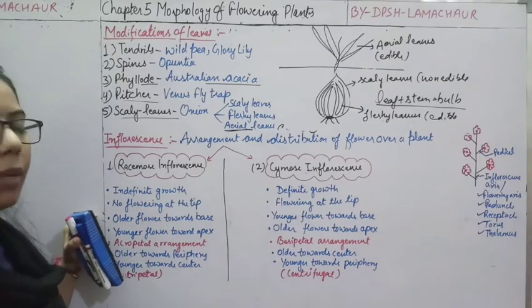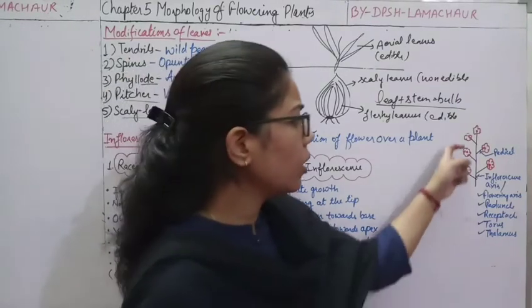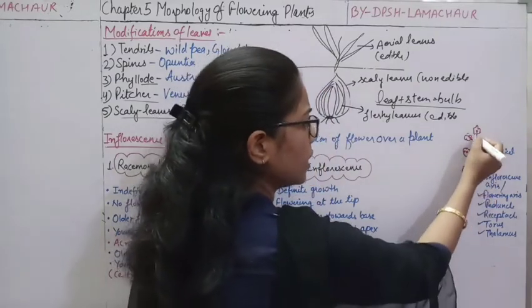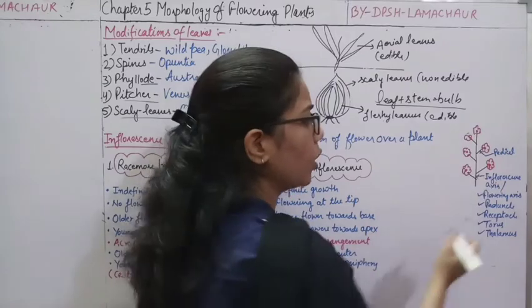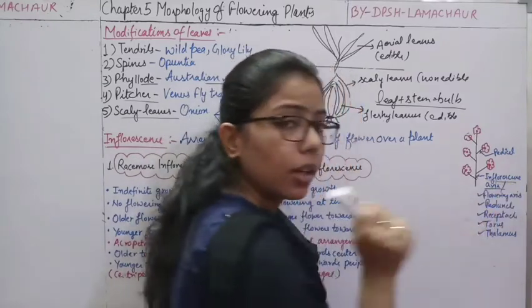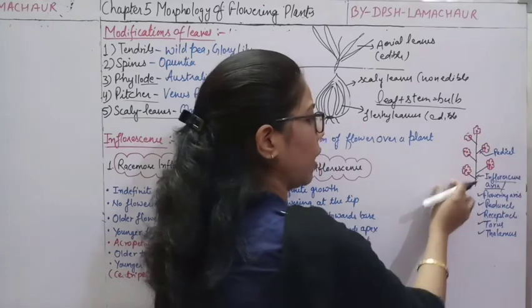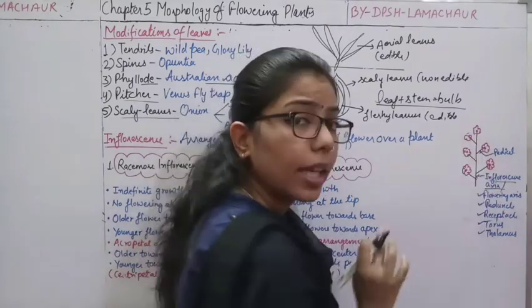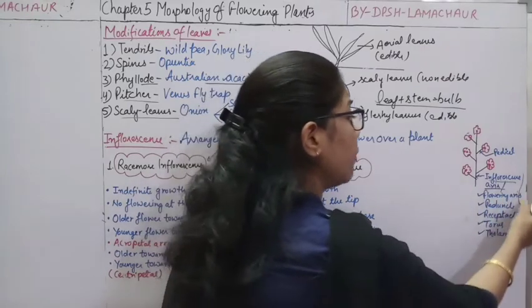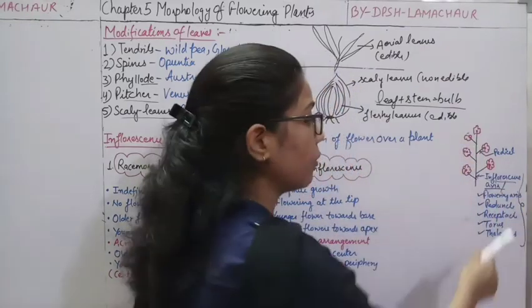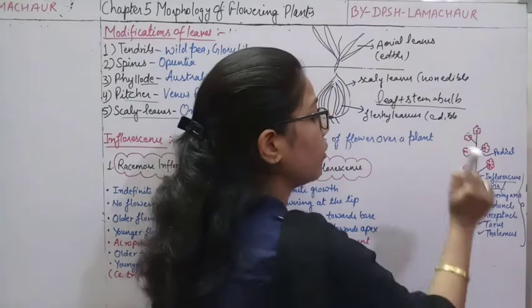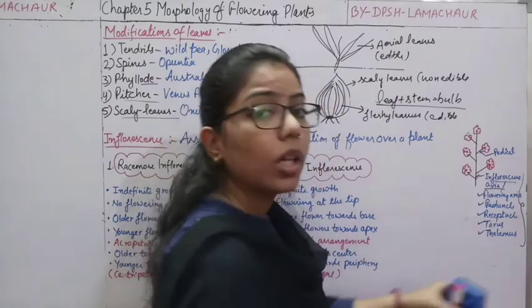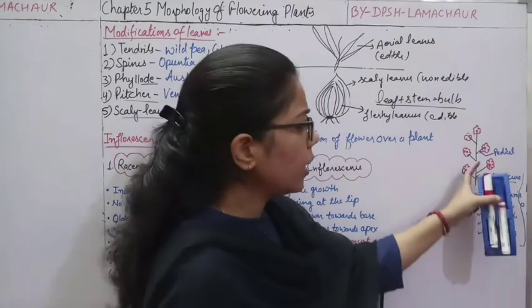Now what is the meaning of racemose and what is the meaning of cymose? We will understand with the help of a diagram. Here I have drawn one plant. In this plant, what you are observing? This is a main axis. What you will say? Inflorescence axis. Why? Because it is bearing the flowers. So it is known as inflorescence axis. And it has different names: we can say flowering axis, peduncle, receptacle, torus, or thalamus. So there are different names.